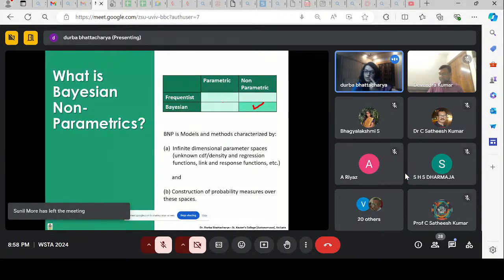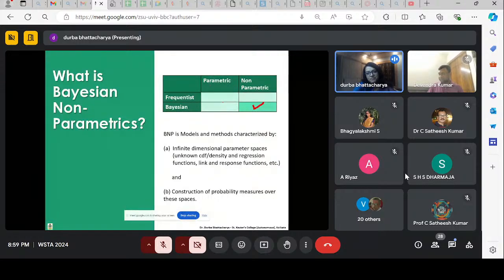Bayesian nonparametric models and methods are typically characterized by infinite dimensional parameter spaces, which can be the unknown CDF, density, regression functions or link functions, or in some clustering problems where the number of parameters can grow with the data. Like in modeling species, we get to know different species every week. If we Google, we can find that new species are being discovered every week. Or if you are dealing with human networks, the networks available grow with time.